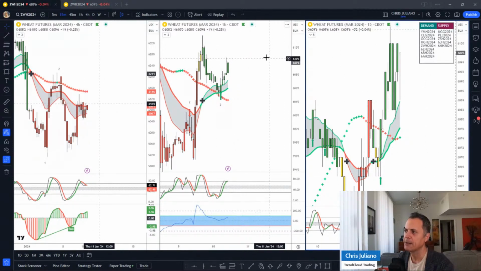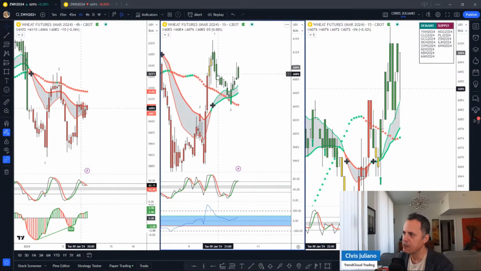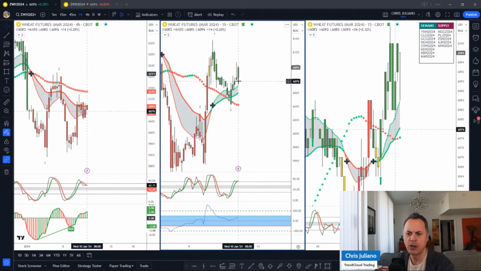What I don't like is that you see this. Do you see how your trend cloud is sort of in a pseudo uptrend? I have to do a video on that and call it pseudo trends.